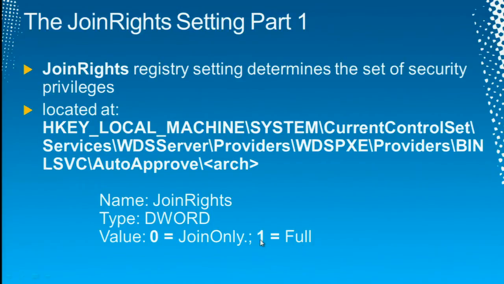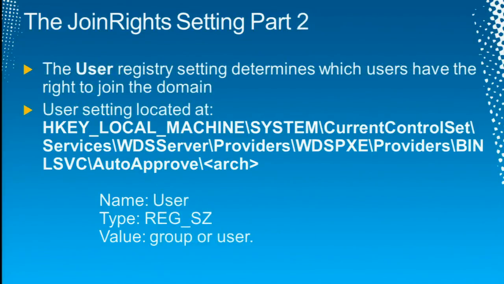By default, it's set to 1 full, which means allow people to create computer objects and join machines to the domain. So the first thing we're going to do is go in and set the JoinRights value to 0. The second thing you're going to do is go down and tell it which user or group is allowed to join machines to the domain. So we're in the same place in the registry. The name of this key is User, the type is a REG_SZ, and the value is you can either enter a group name or specific usernames for which users are allowed to join machines to the domain.